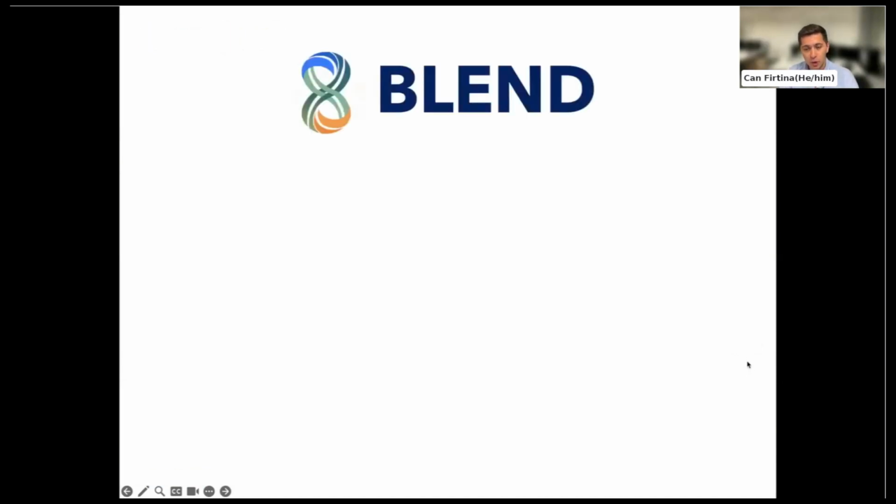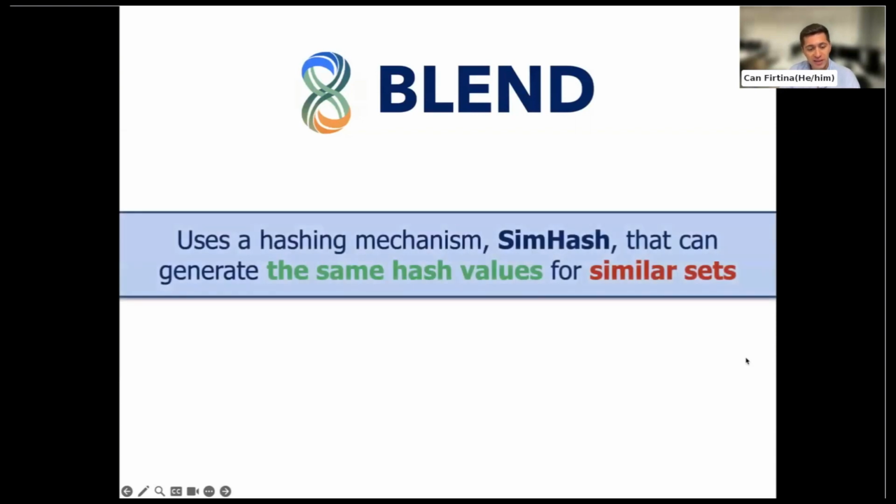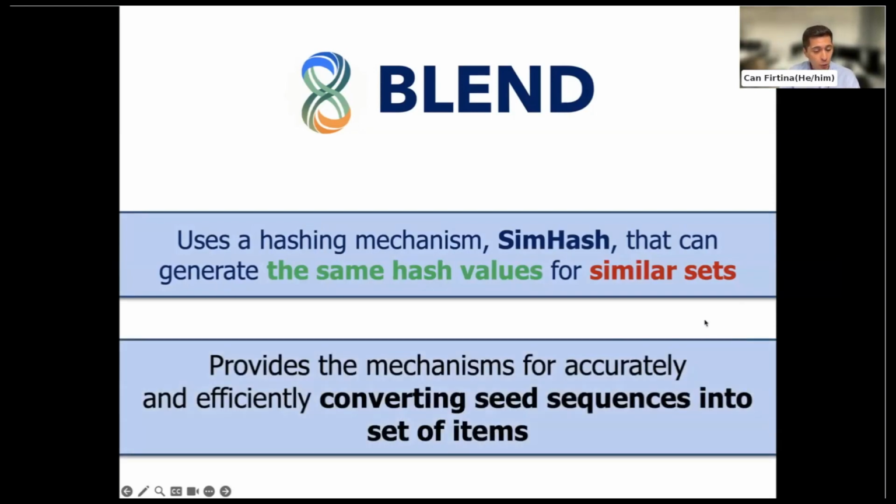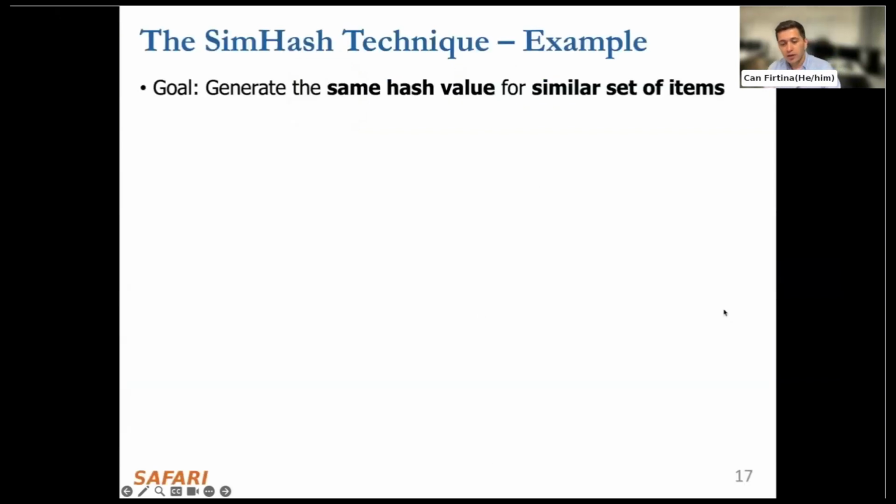So to this end, we propose Blend. Blend uses a hashing mechanism known as SimHash that can generate the same hash value for similar sets. Blend provides the mechanisms for accurately and efficiently converting the seed sequences into a set of items so that we can use these sets of items with the SimHash technique. I'll briefly show how SimHash works to generate the same hash value for a similar set of items.